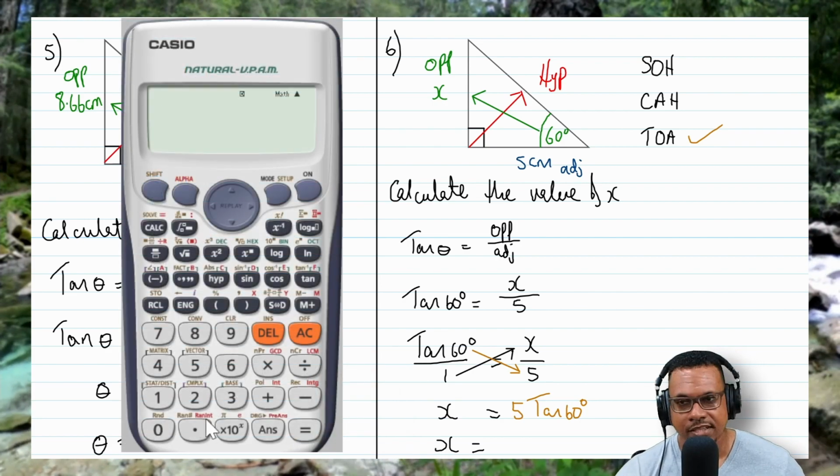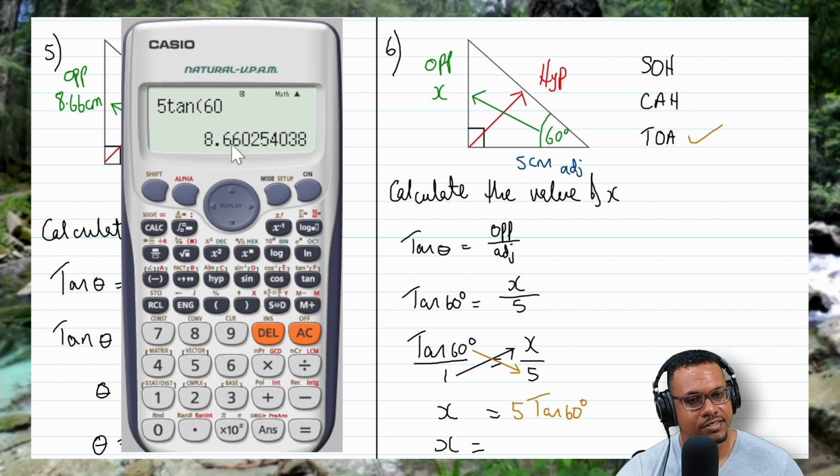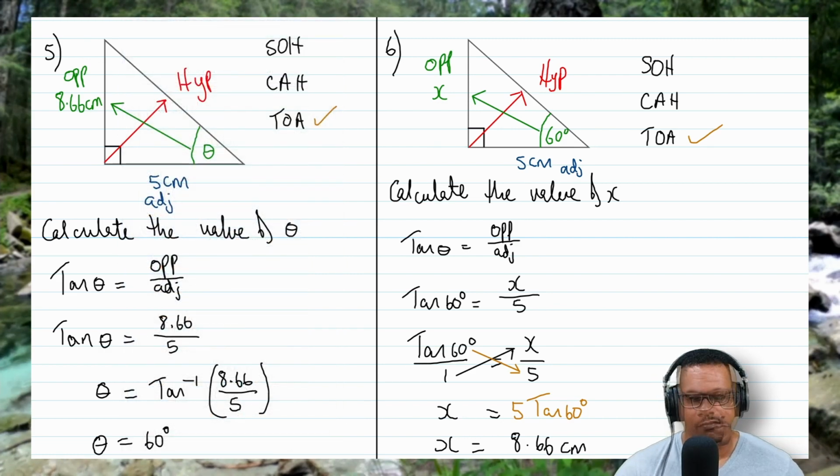all right, we pull our scientific calculator up, make sure it's in degrees. I just type in 5 tan 60 equal, let's convert that to decimal, and we have 8.660. So to 3 significant figures, that's 8.66. So x is equal to 8.66 centimeters. And that would bring us to the end of this video.